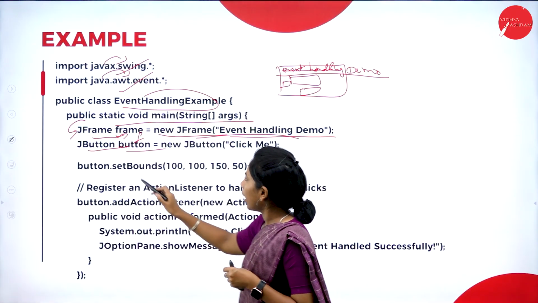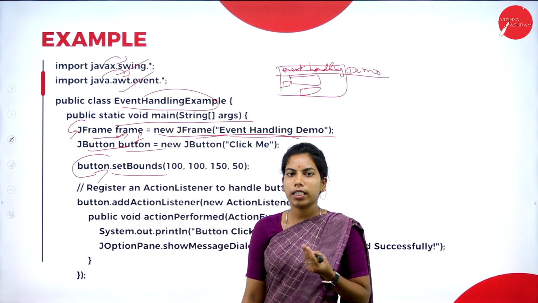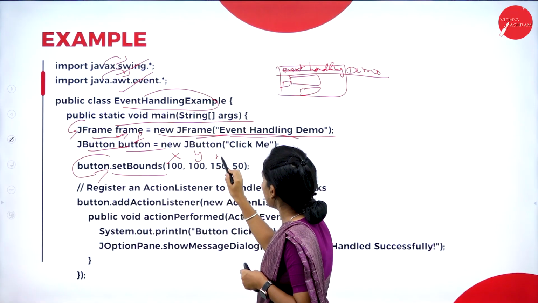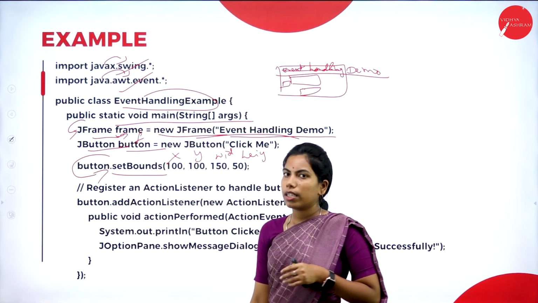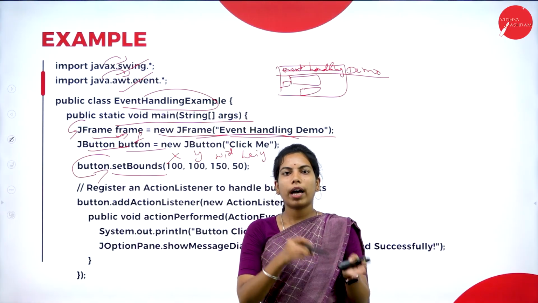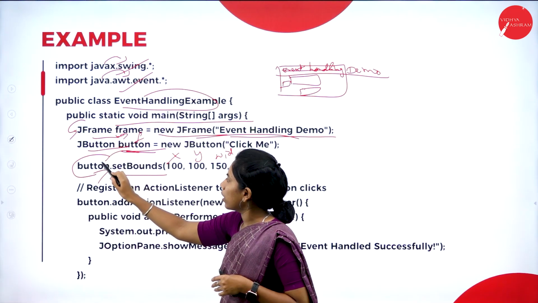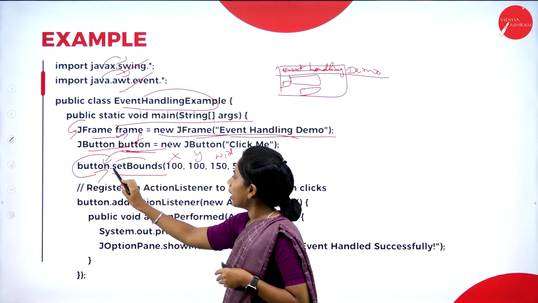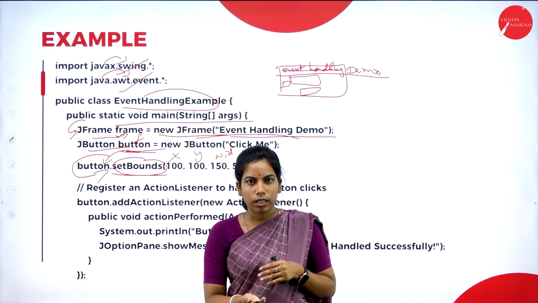After that, I have to set a button using setBounds as the method name. This is the x-axis value, this is the y-axis value, this is the width, and this is the height. We need these because these are the parameters we have to pass to the method. We create a button as a reference variable, and that button is called here using the dot operator. And we have a method called setBounds to position it.